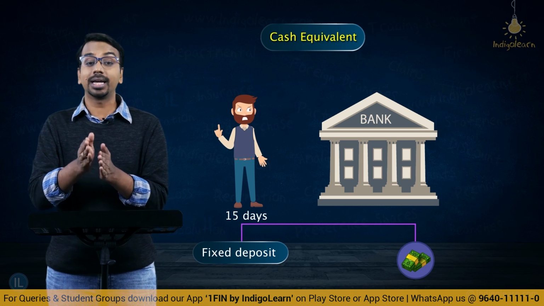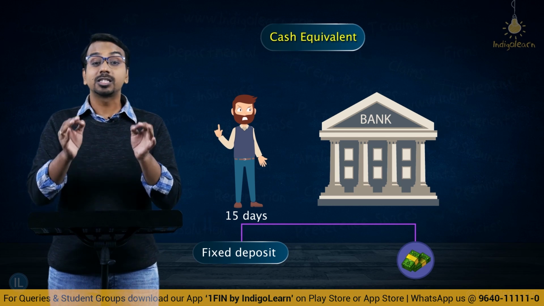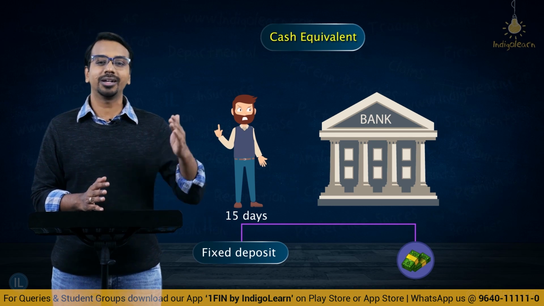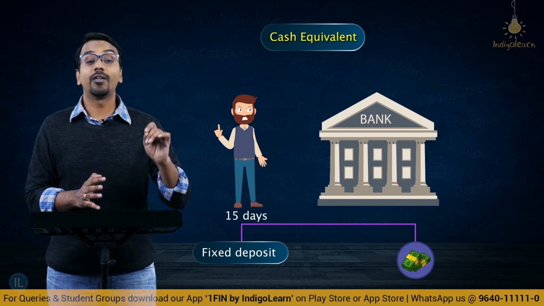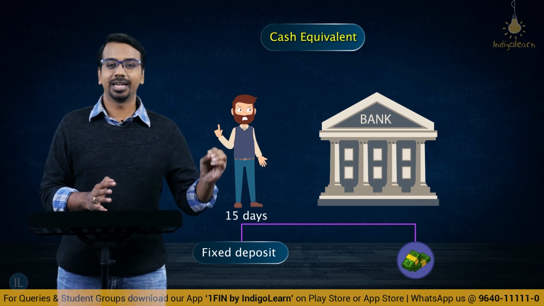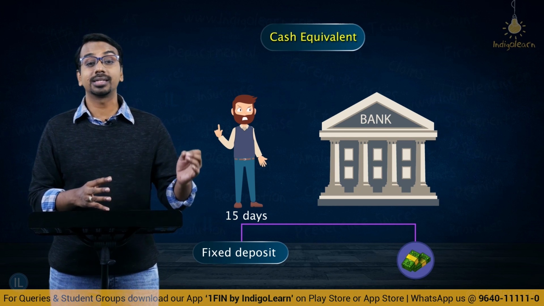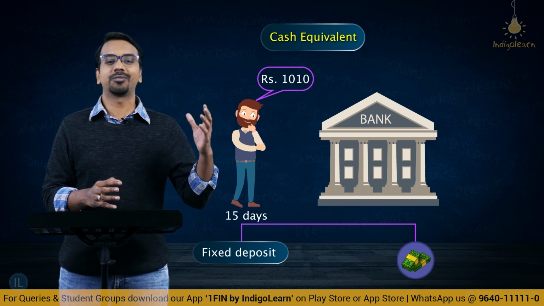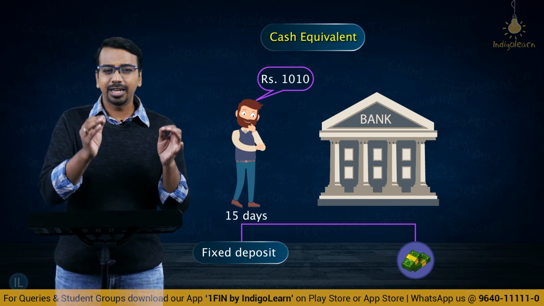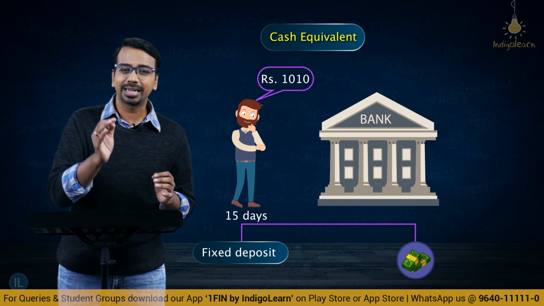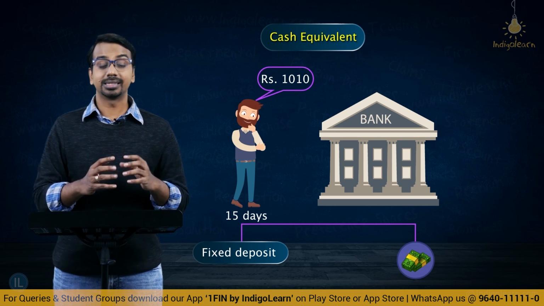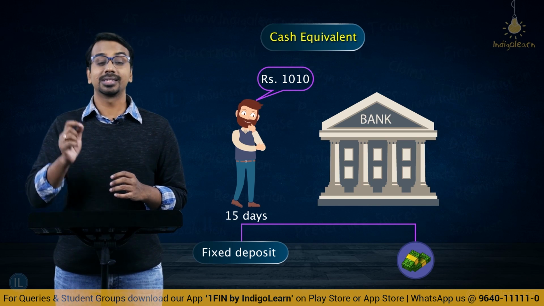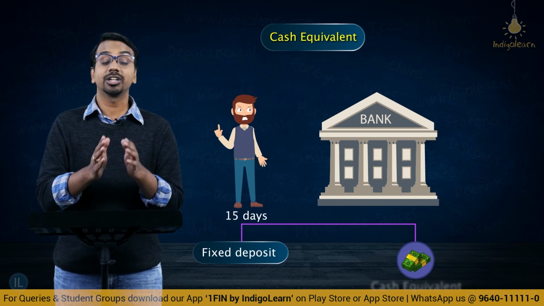So today you know that this investment will fetch a specific amount of cash after a certain period, and there is an insignificant risk that the value of that investment will change. Let's say you have estimated that you will receive 1010 rupees after 15 days. There is a very small chance, an insignificant risk, that 1010 will become something else. Such kinds of investments are classified as cash equivalents.